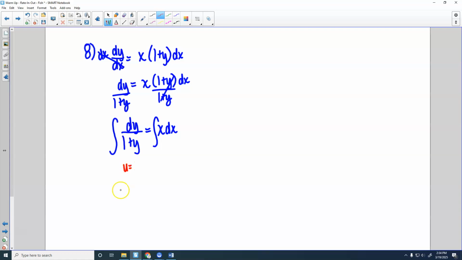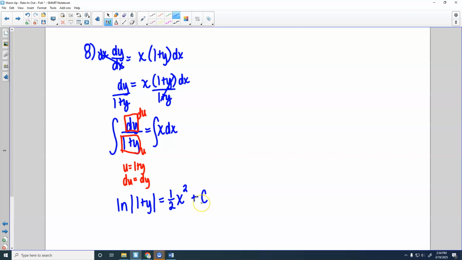Lucas, what would we use for the u? 1 plus y. So du is just going to be dy. So really, this is a pretty easy u-du, because this right here is my du, and this part right here is my u. So when I integrate du over u, I just get natural log, right? So what I'm going to end up with here is natural log of the absolute value of 1 plus y is going to equal, over here, I just have to increase my exponent by 1, divide out front by that 2, and then I'll put a plus C.